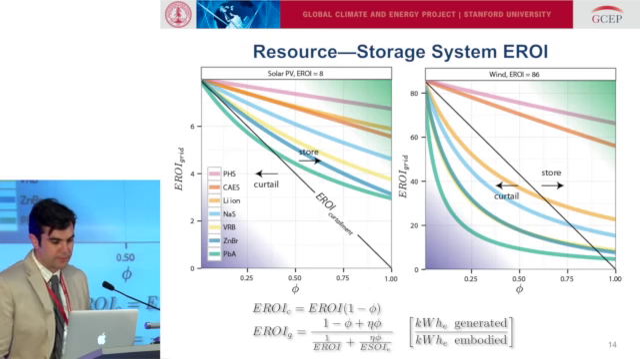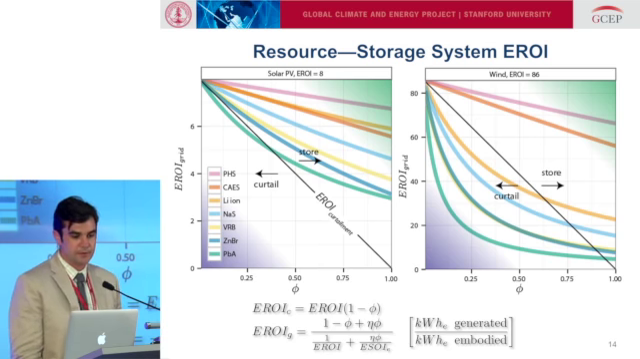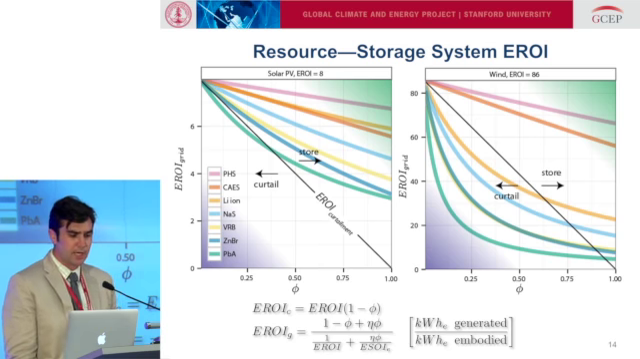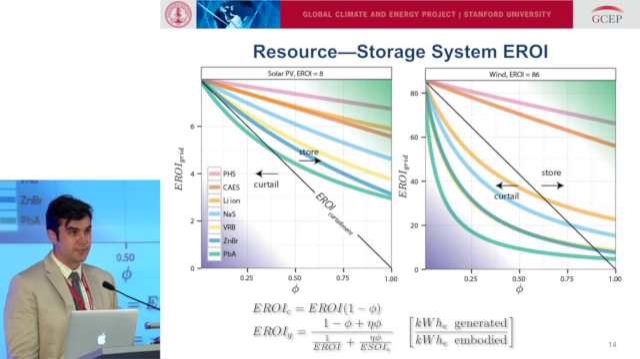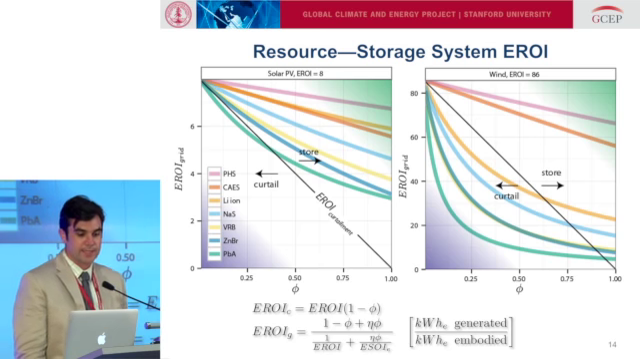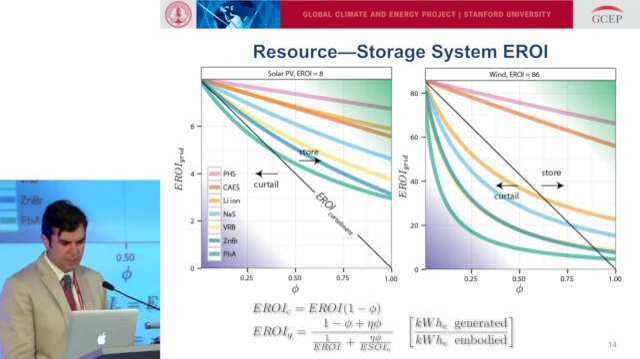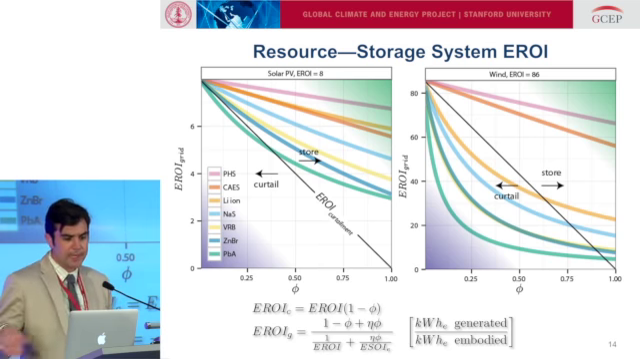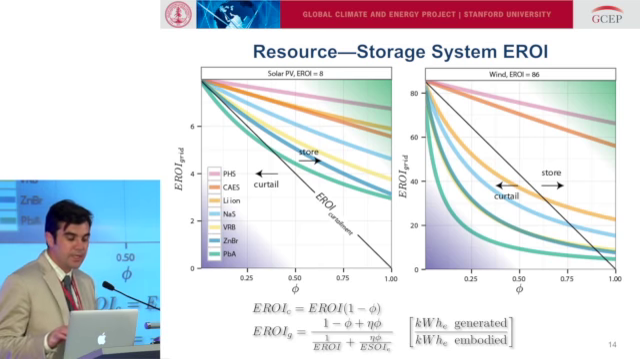Now here are the results from these 2 equations. There are 2 plots here, and this shows again the grid scale energy return on investment value. The plot on the left is for solar PV. The plot on the right is for wind technology. The y-axis shows the grid scale EROI, and the x-axis is the fraction of energy that passes through storage. The two black lines bisecting the plots are the curtailment EROI. Now that's a little bit easier to understand, so I'll discuss it first.